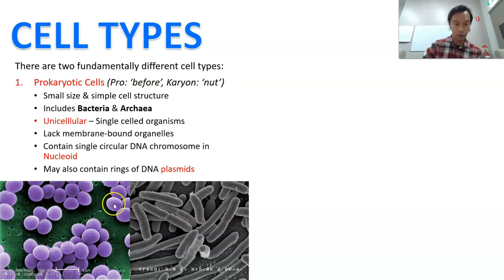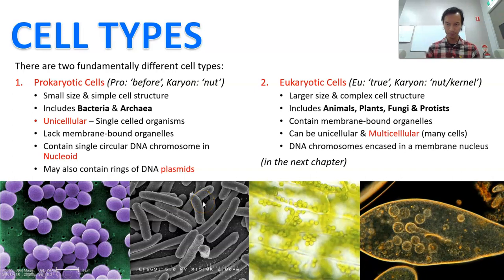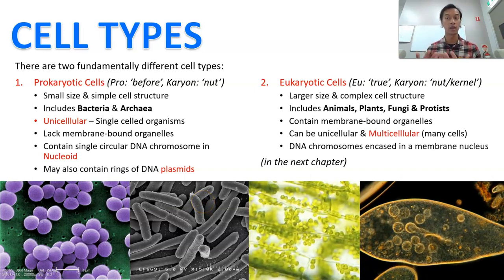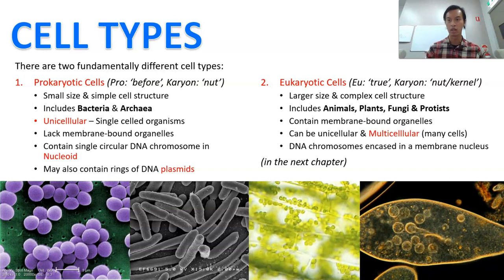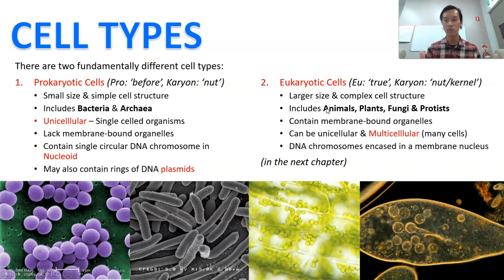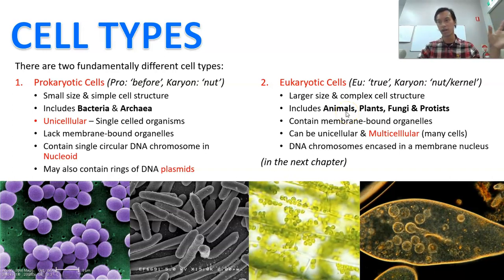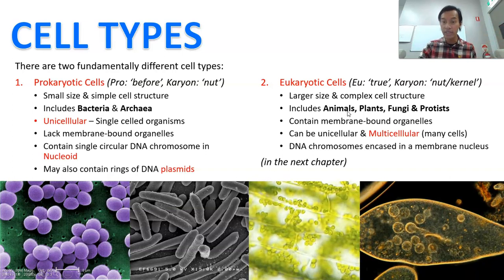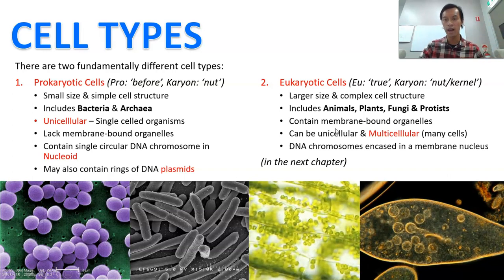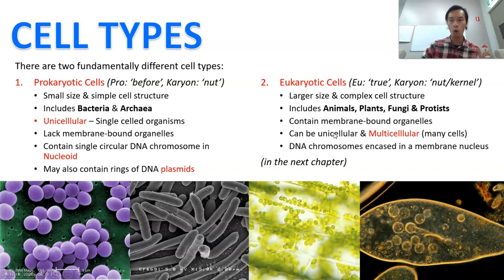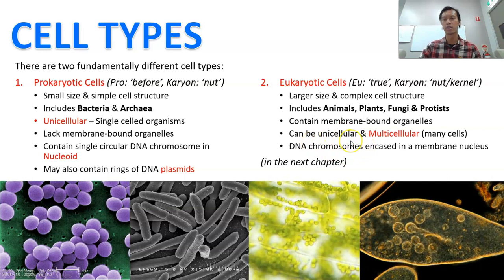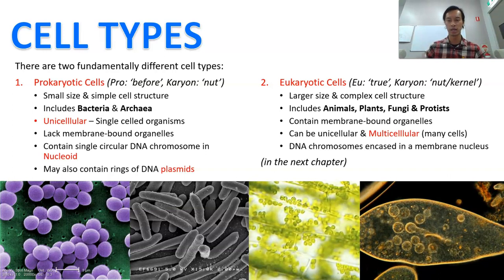Here are a few examples of prokaryotic cells. You can see they just look very ordinary, very simple. Eukaryotic cells, on the other hand, are a lot more sophisticated. The word eukaryote means true nut or kernel. They are much larger in size and more complex. They have the nucleus. It includes all the other things that are out there: animals, plants, fungi, and protists, and they contain membrane-bound organelles like the mitochondria and the chloroplast. They can be both unicellular or multicellular, and the DNA is in the shape of chromosomes encased inside a particular nucleus, right? Which we will cover in the next chapter.